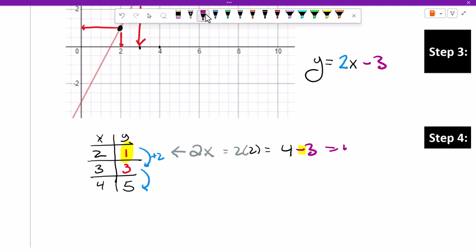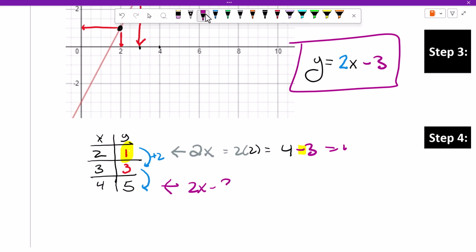Then we just test it out in a different spot to make sure what we came up with was right. So we go here, 2x minus 3, see if it works. 2 times 4 minus 3. 2 times 4 is 8. 8 minus 3 is 5. It works. That's it. Right?